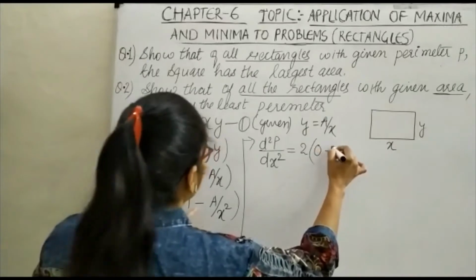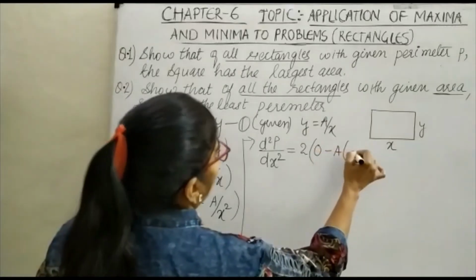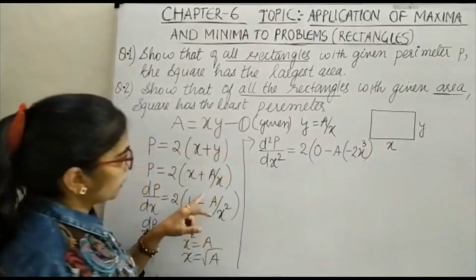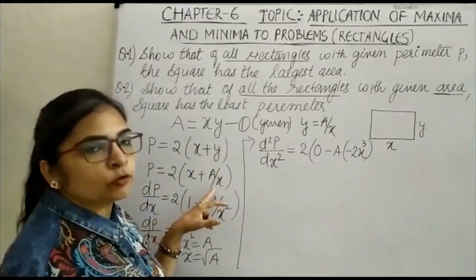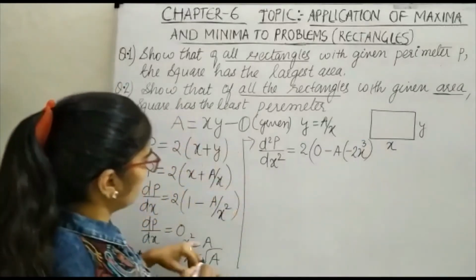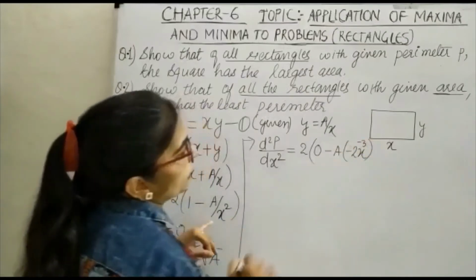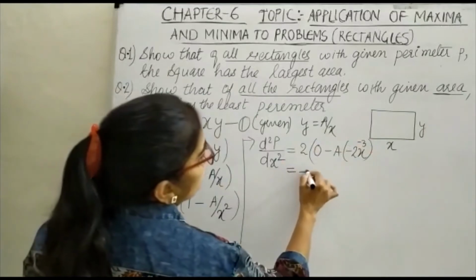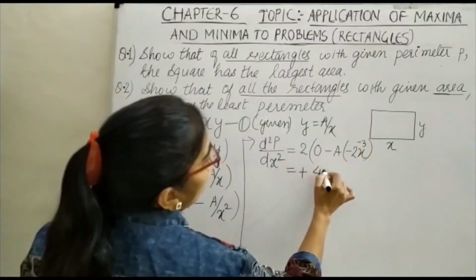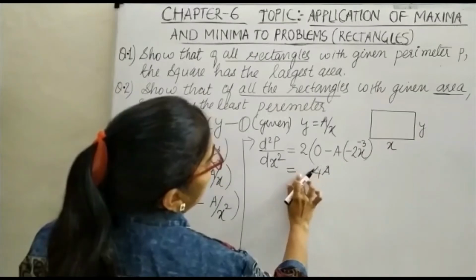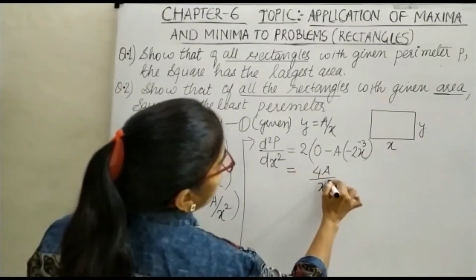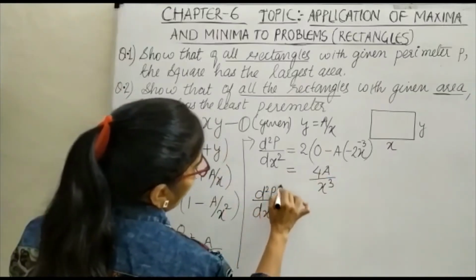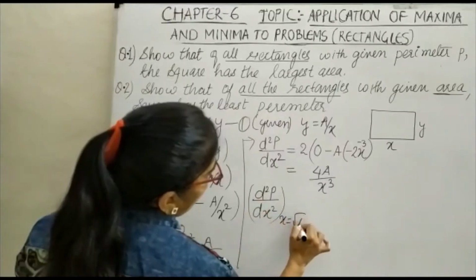This is minus a and this will become minus 2x cube minus 1 upon x square. इसको आप x to the power 2 को जब ऊपर ले लेंगे तो ये आपका हो जाएगा x to the power minus 2 और जब आप minus 2 को डिफरेंशिएट करेंगे तो ये minus 2 x to the power minus 3. So this becomes plus 2 into 2 that is 4a upon x cube.